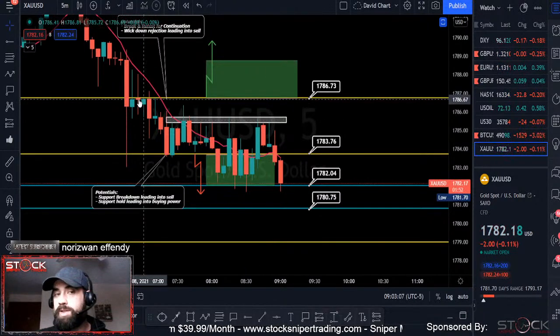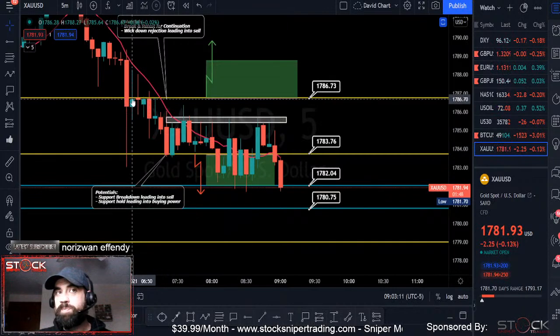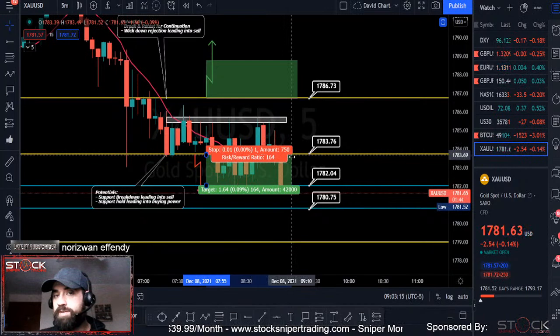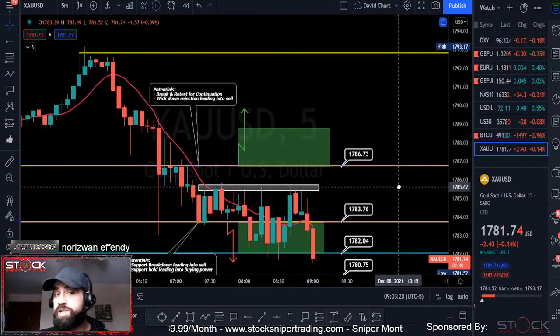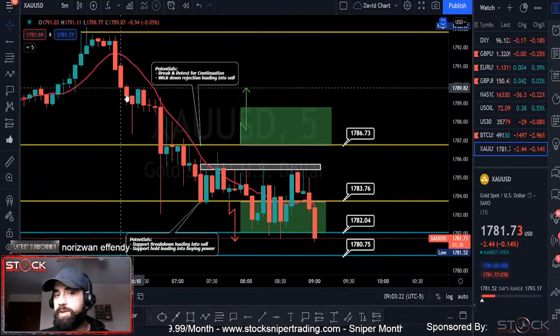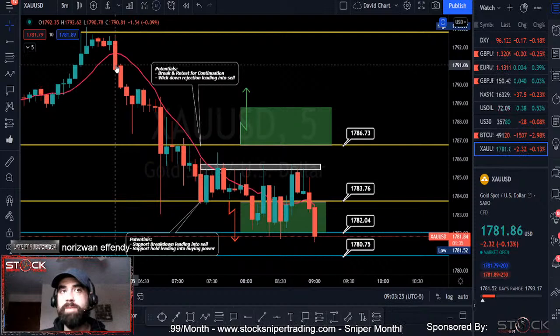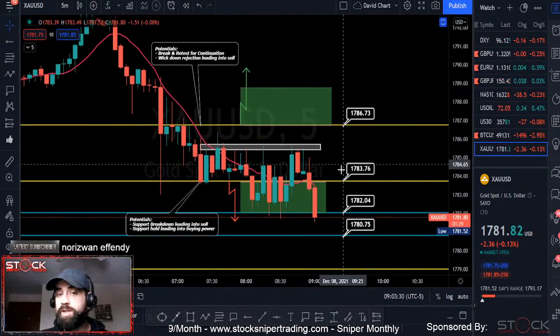The reason why I looked at this was because of the structure here to the left. You always got to respect your rules here, guys. If you're continuing to sell 1783.76, it's the overall sell continuation, which is just following the overall trend that has been since about 6 o'clock in the morning. If you guys are holding sells, you guys are looking very good.